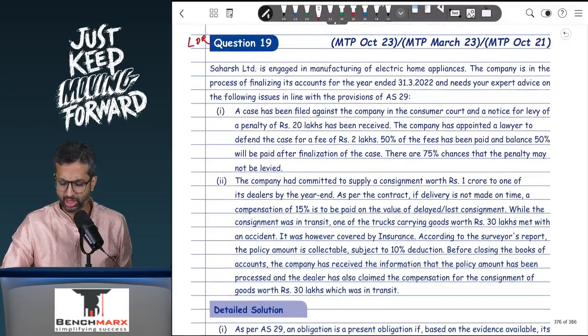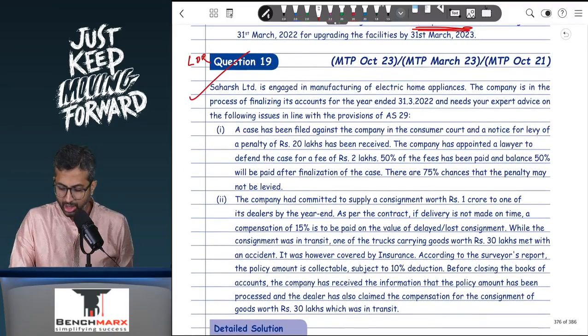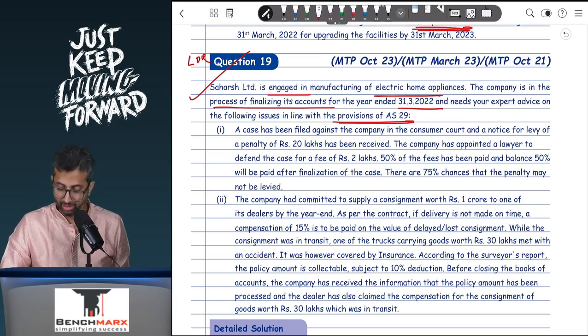Okay, next is question number 19. We have put this for LDR. Let us review this. Saharsh Limited is engaged in manufacturing of electrical home appliances. The company is in the process of finalizing accounts and needs your expert advice. Expert advice, what a thing! For AS 29. This is again for the year 21-22.